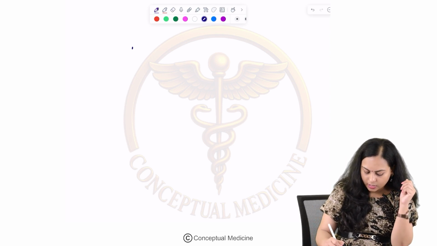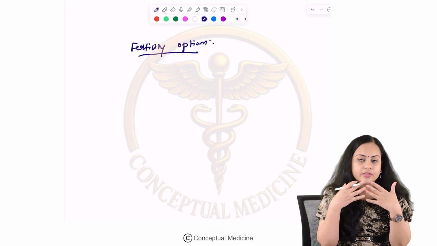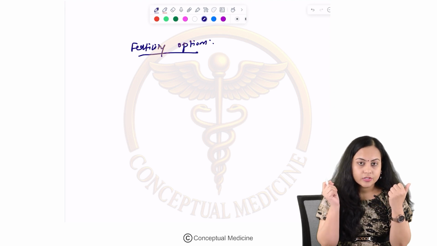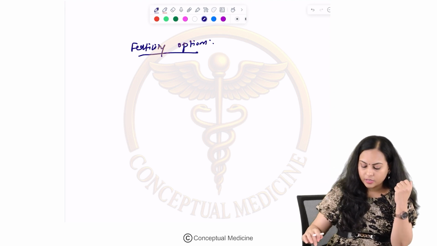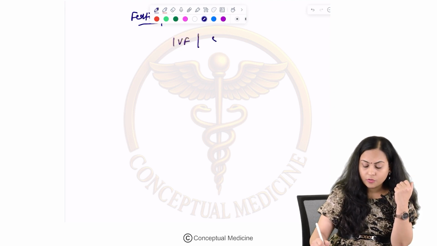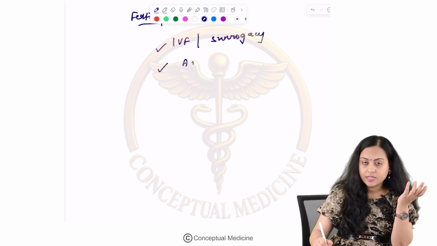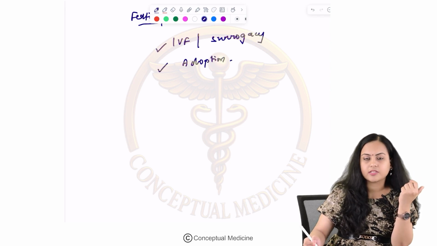Okay. So, what are the fertility options of these women? However, the ovaries are going to be normal, but there is no uterus, so bearing of the children is not going to be possible in these women. So, you can offer them pregnancy through IVF or surrogacy. Okay. Sometimes even adoption can be suggested.